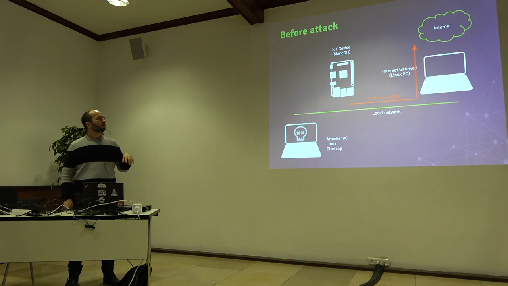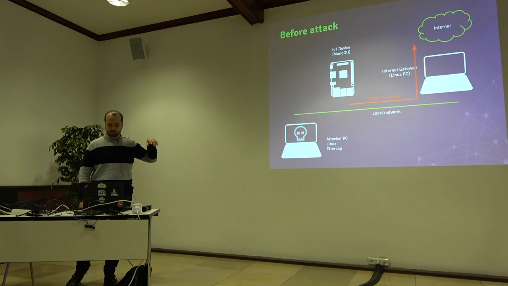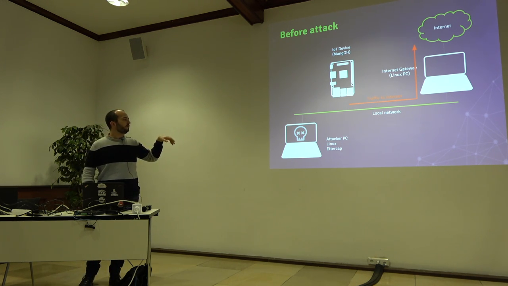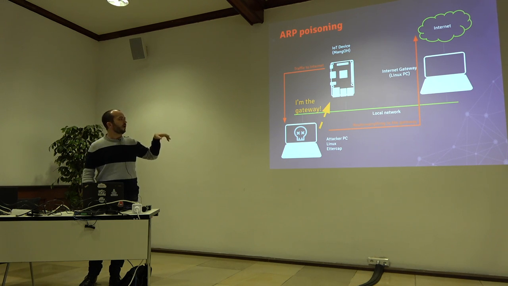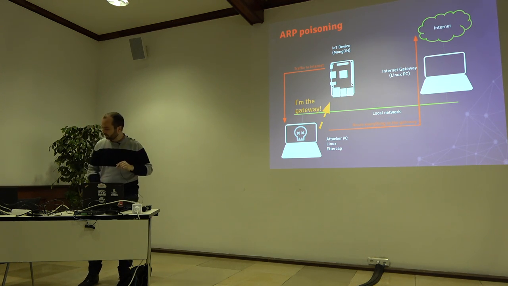Before the attack, all the traffic from the IoT device goes through the network to the internet. What I'm going to do with my PC is say to the device, no, I am the gateway, stop sending everything to the router, send everything to me, and then I route everything, without the device understanding what I'm doing.